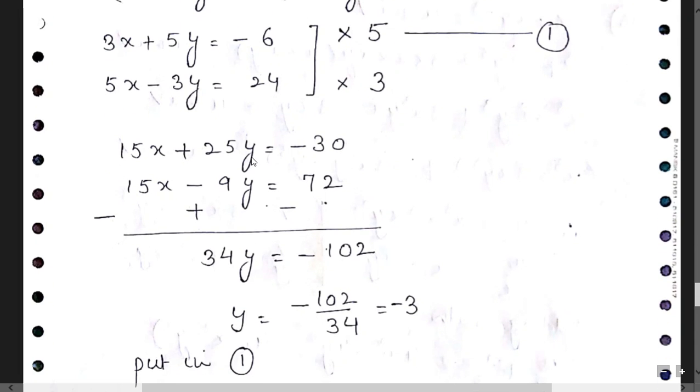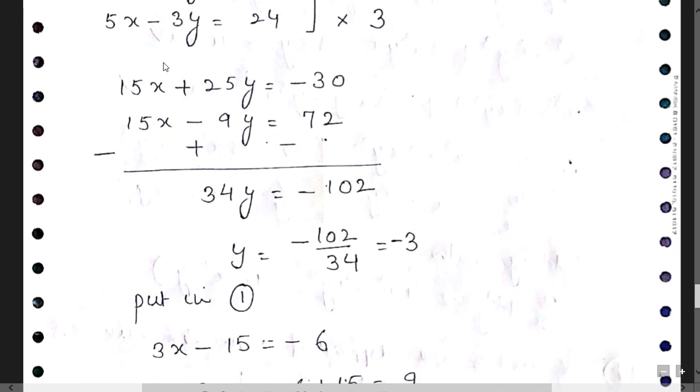It is 15x plus 25y is equal to minus 30. The second is 15x minus 9y is equal to 72. Then subtract the terms so that we can cancel 15x. It is 34y equal to minus 102. Then y can be calculated easily as minus 3.